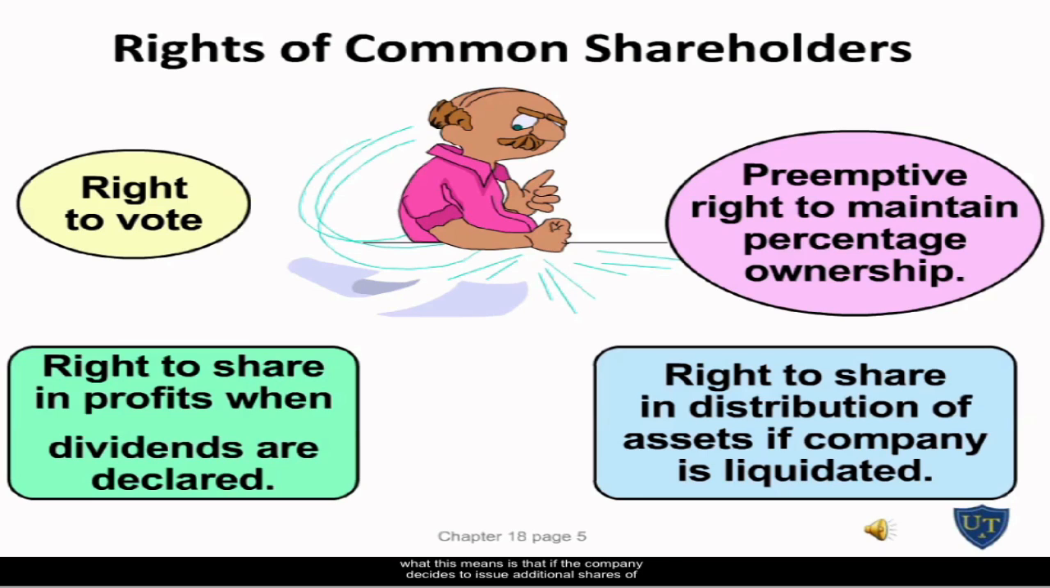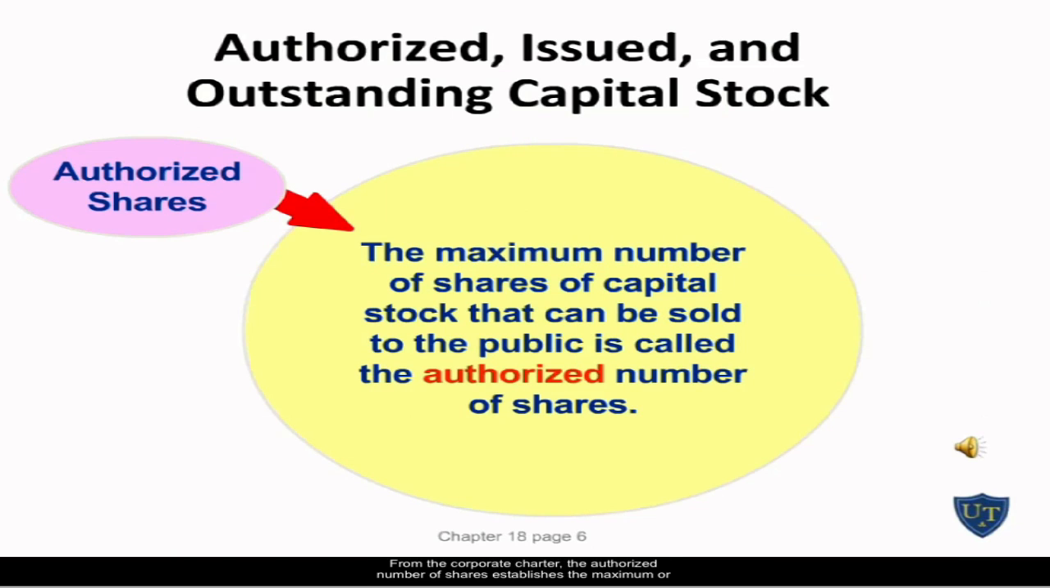What this means is that if the company decides to issue additional shares of common stock, the current shareholders have to be given the opportunity to purchase shares such that their percentage of ownership remains the same. Common shareholders also have the right to share in profits if the board of directors decides to declare a dividend, and they have a right to a share of the remaining assets if the company is liquidated. From the corporate charter, the authorized number of shares establishes the maximum or highest number of shares of capital stock that the company can sell.